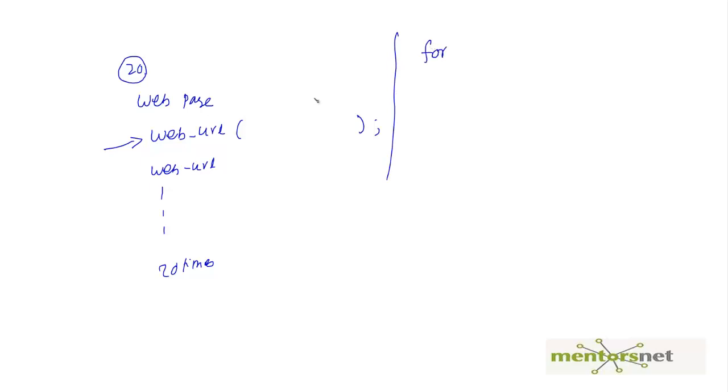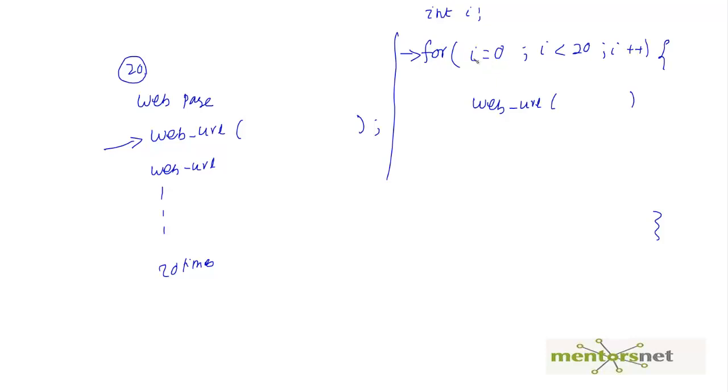What the for loop does: first you declare a variable, let's say int i. Then inside the for loop, i is equal to 0, then i is less than 20, then i++, and then the loop starts. Inside that loop I will put the function web_url. So what does that mean?